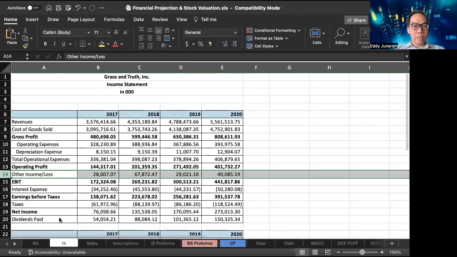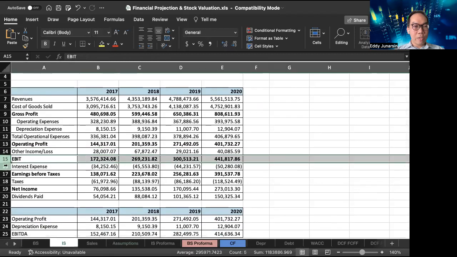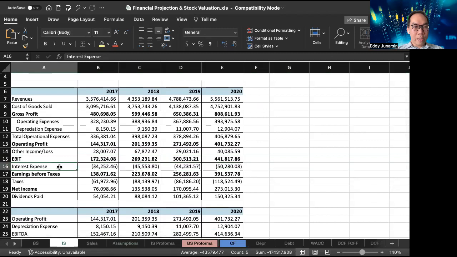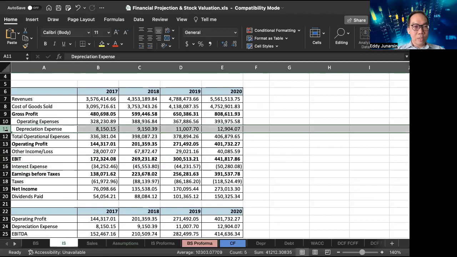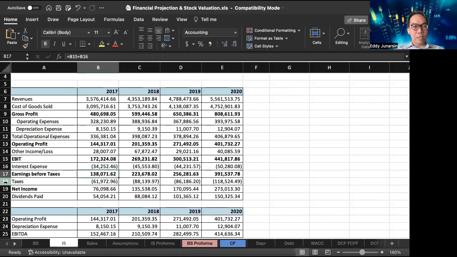All right. Next item, the earnings, the operating profit. Then the next one, interest expense. We will make a separate projection for interest expense. So remember, we skipped depreciation expense, and also interest expense, because both need special projections, separate projections for the two items. And we get the earnings before tax, and the taxes.